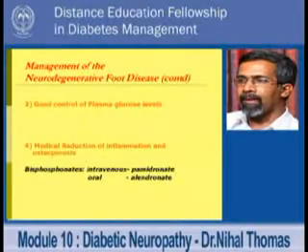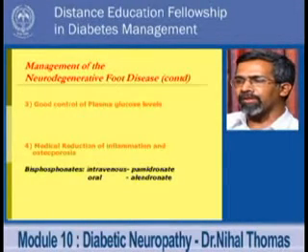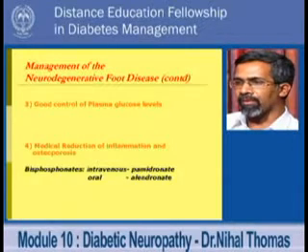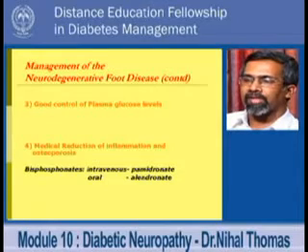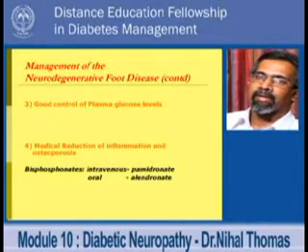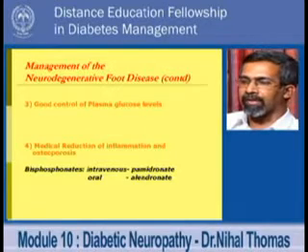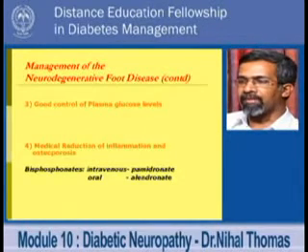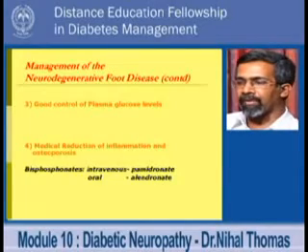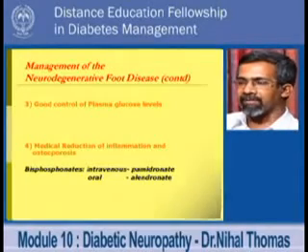Management of the neurodegenerative foot disease involves good plasma glucose control, as always, and also involves reduction of inflammation and osteoporosis. And this can be effectively handled by giving a bisphosphonate. Intravenous pamidronate has been tried. However, now the state of the art is to give alendronate on a once weekly basis.